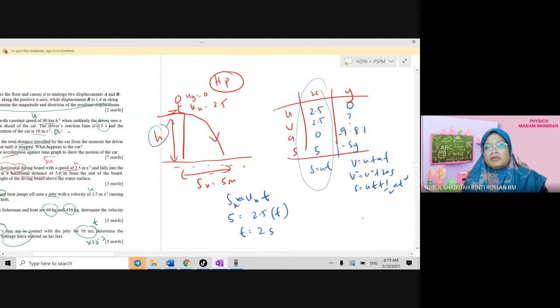Okay, because we want to find H, which is the same as SY but positive. So I need to find the equation that has SY. So this one we throw away. So I have to find this one. Is there U? Yes, 0. So T, yes, you can use this T. A is there, so I can use this formula. So we don't use this formula because this one is unknown. So SY equals UYT plus half AYT squared. It all belongs to Y. So my SY I want to find, my UY is 0, T is 2 seconds, plus half negative 9.81, this one is 2 squared.